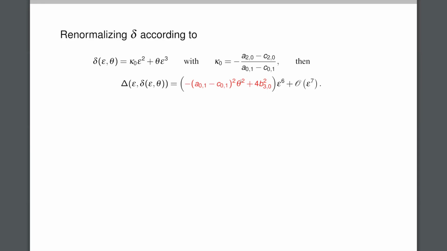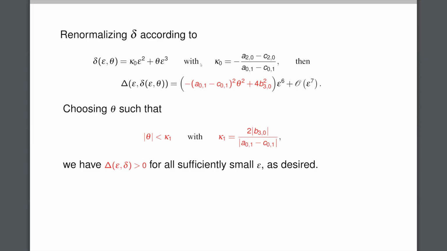And so now at this point, what I'm going to do is choose this theta parameter to guarantee that this coefficient in front of epsilon to the sixth power is positive. And so basically this gets me this interval of theta values that are bounded between this number, kappa 1, and minus kappa 1, that I need to pick in order to guarantee that capital delta is positive for sufficiently small epsilon. And so this is basically the end of the proof. This is the result that we want.